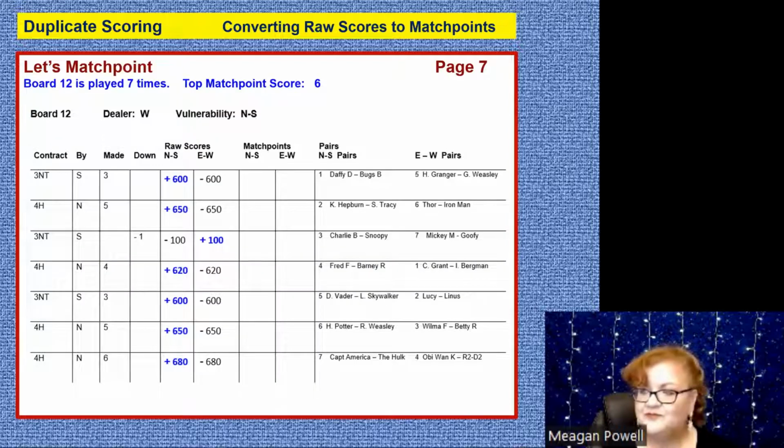Now, on board 12, I would like you to match point this without me, right? I want you to pause the video and look on page 7 in your packet. You have a blank for board 12. I want you to do all the match pointing. First, the north-south column. Look at the north-south raw scores. Match point it in the north-south match point column. Then look at the east-west scores and then do the match pointing in the east-west column. Pause the video now, do all that work, and then come back.